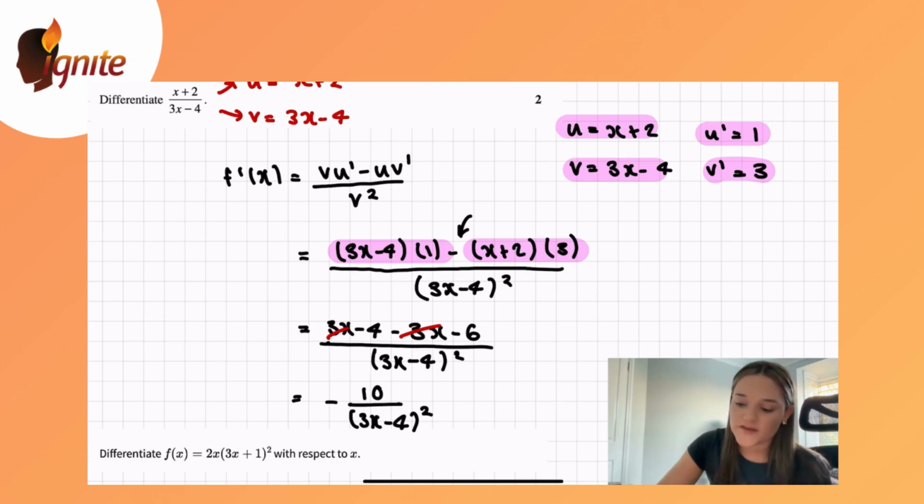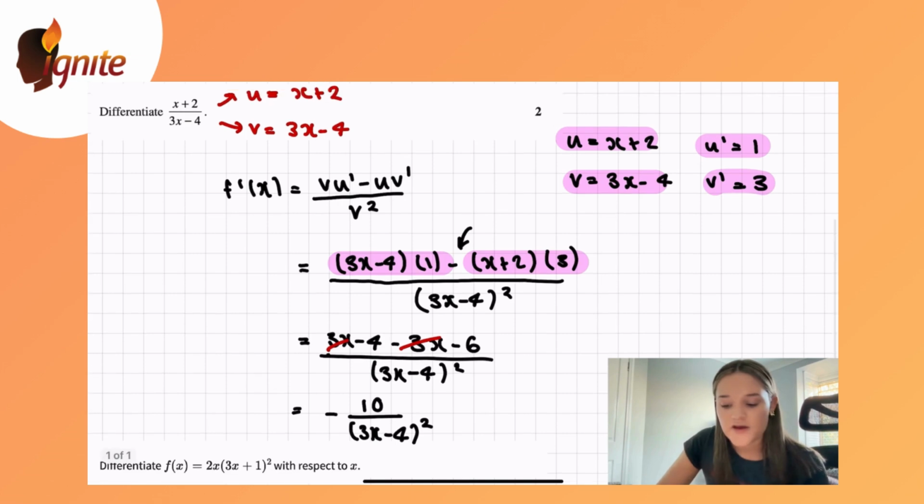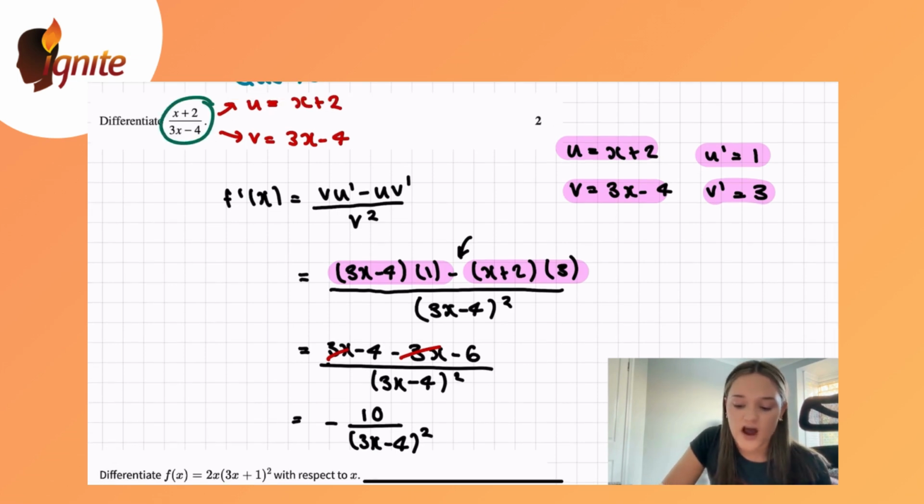What's super important with these kinds of questions is that if you just identify that you are using the quotient rule, so identifying that you are differentiating a fraction, and you write your u and your v variables to start off with, the marker is going to give you at least 1 or 2 marks for that.